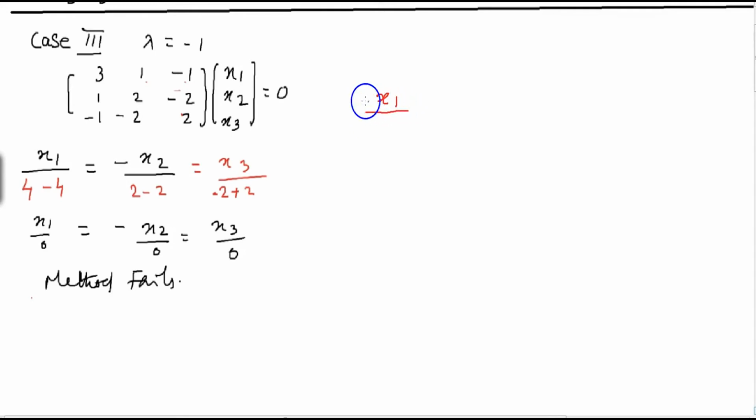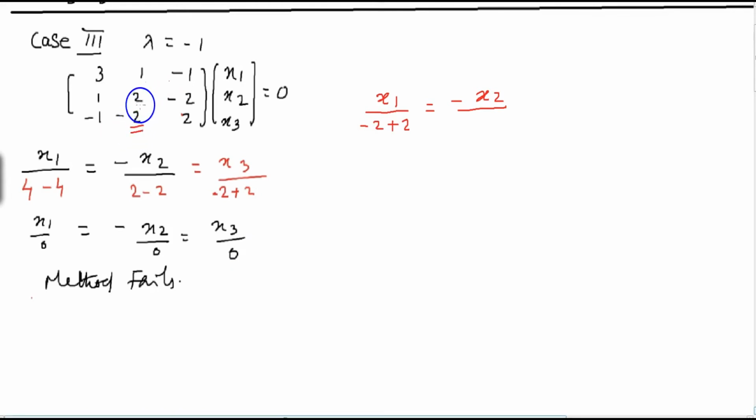Here the minor of A31 is 1 minus 1, 2 minus 2, and after cross multiplying we get minus 2 plus 2, equal to minus x2 by minus of A31.